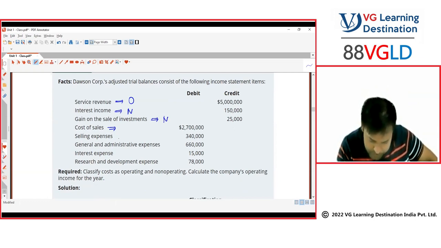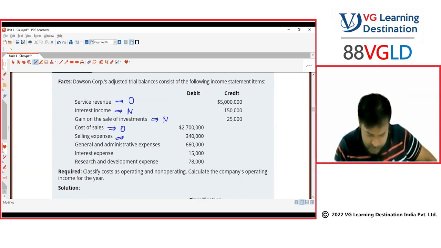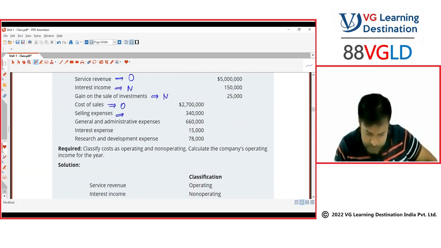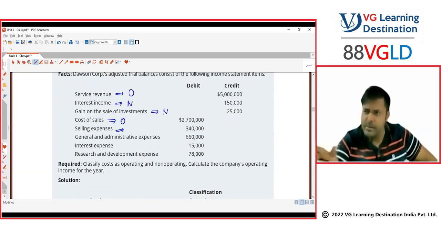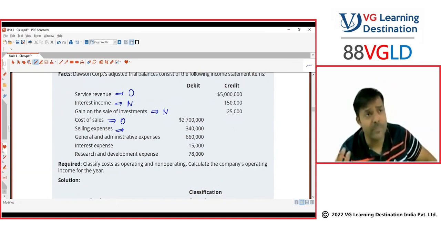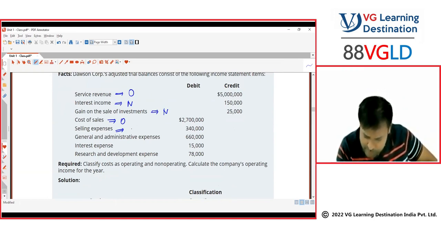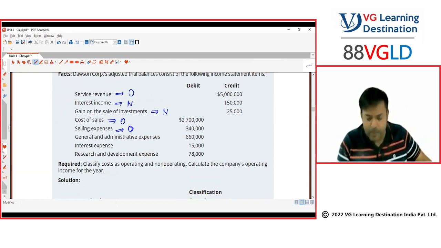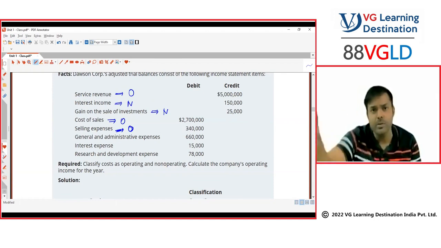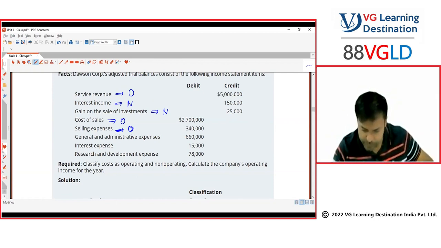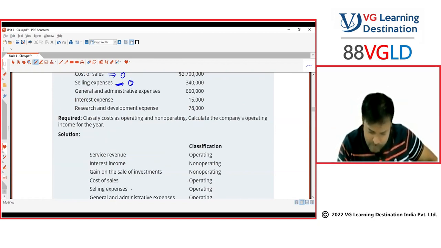Operating. Selling expenditure, everyone. But we discussed selling, you were saying not. Selling is going to be operating, because this is your business. You are making the product. You have to sell it also. No, Rishabh, it is going to be selling operating only. Basically, the product you are making, you have to sell that also. So that is why it is going to be operating. Is that okay, everyone? Selling expenses, operating.